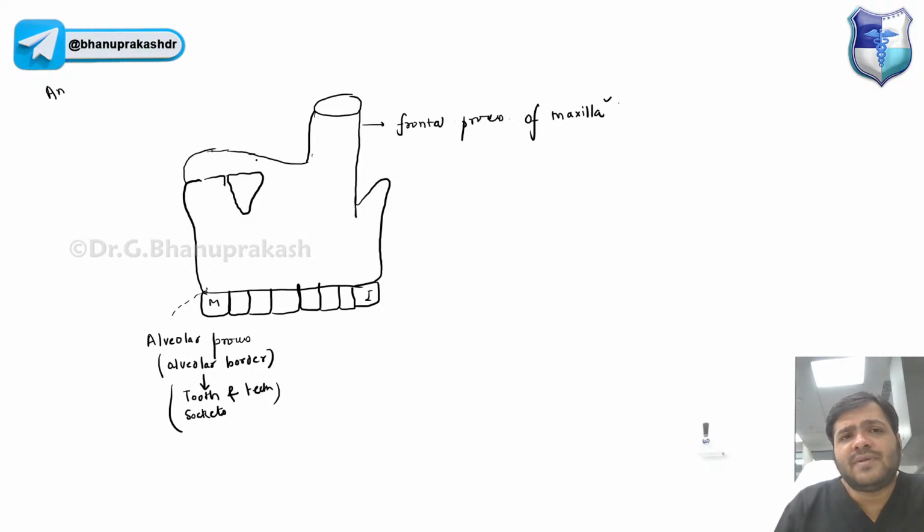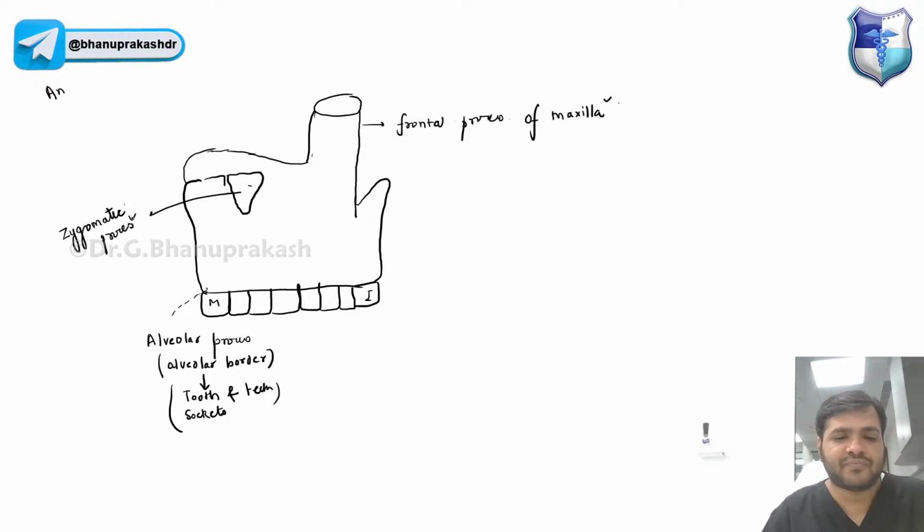A triangular shaped area, guys, which I hope you already know, looks broken over here. This is called the zygomatic process.